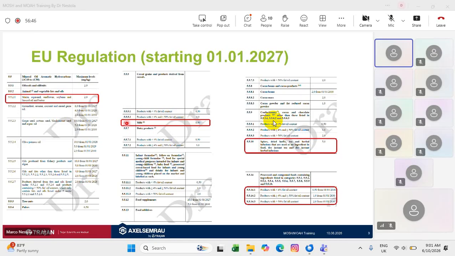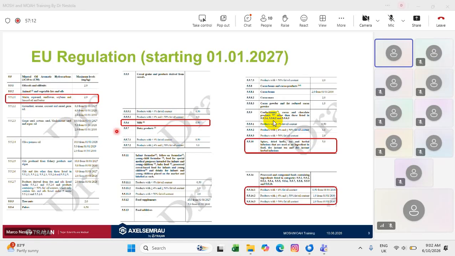Okay. Just a quick question. Since we are talking about milk, and milk is a very common ingredient used in cosmetic products as well, do you see this translating into consumer products to monitor MOSH and MOAH? From consumer products, yeah, but of course not at this scale.